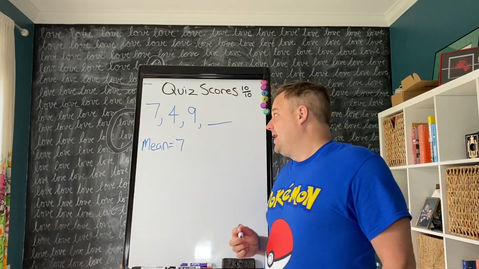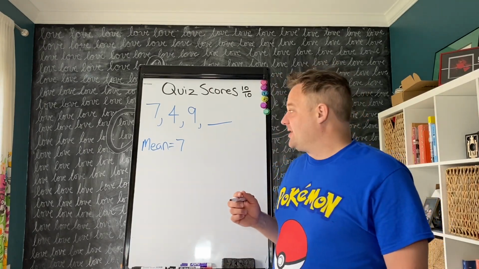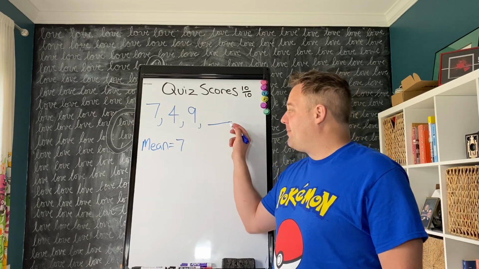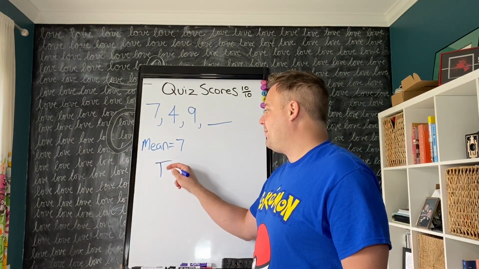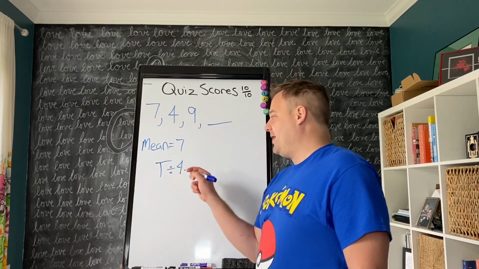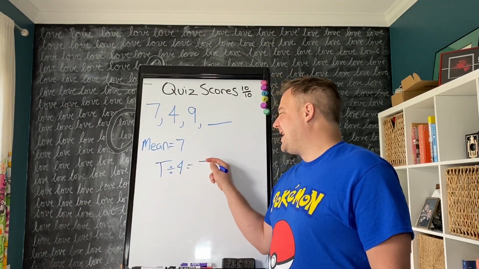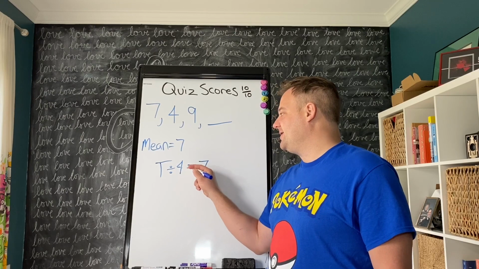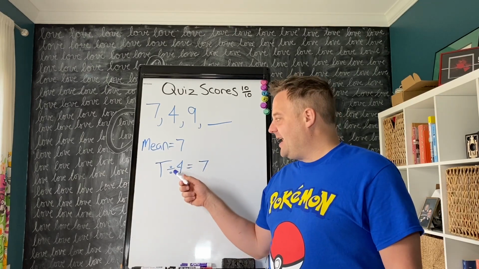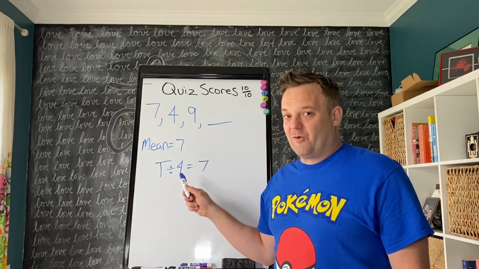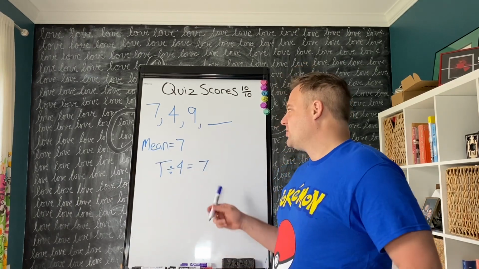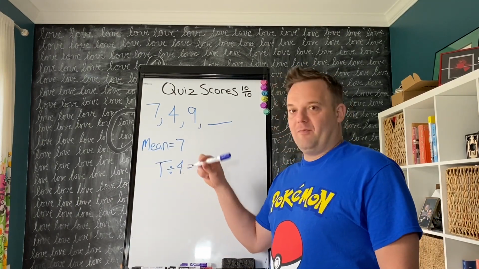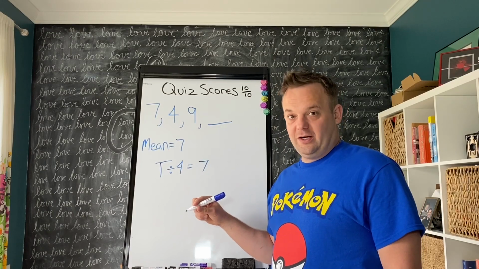All right. So what's the inverse of dividing by 4? When we add all these up, we get a total. And that total, we had to divide by 4, and we got a mean of 7. So do you see how that worked? Now the inverse operation of dividing by 4 is multiplying by 4. So we're going to take the mean and multiply it by 4.